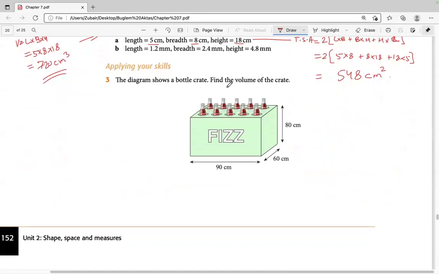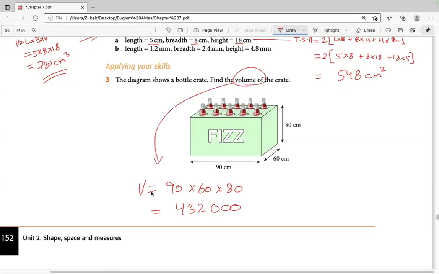The diagram shows a bottle crate. Find the volume of the crate. Volume, yeah, 432 centimeter cube.